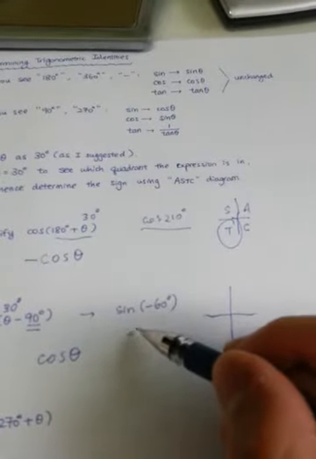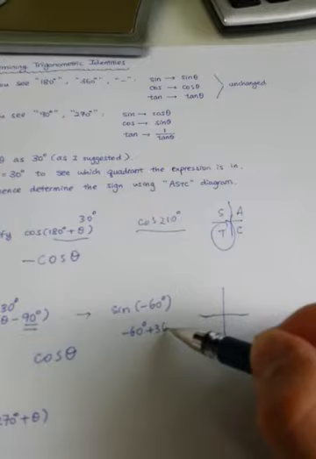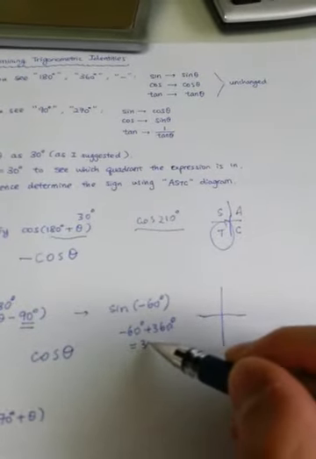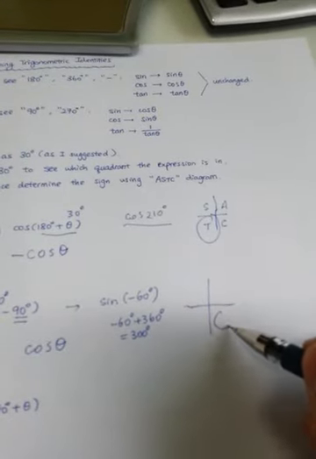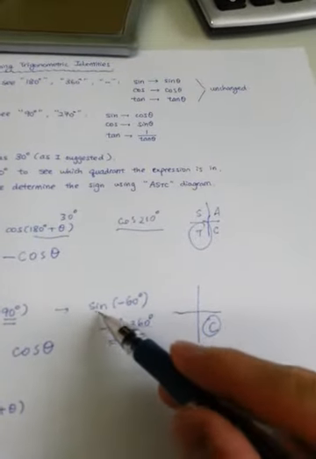Negative 60, which quadrant? If you find it hard, then we can use the coterminal angle. Negative 60 plus 360. Is this the coterminal angle? It is 300 degree. So it is in quadrant 4. Quadrant 4, for sine, it should be negative value.